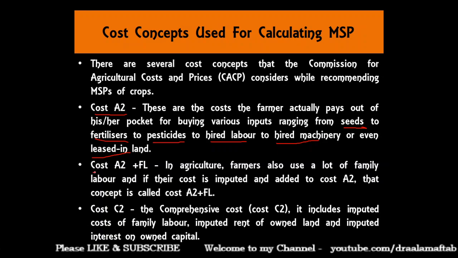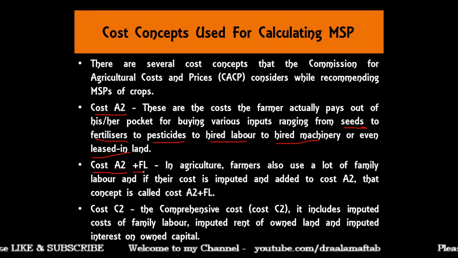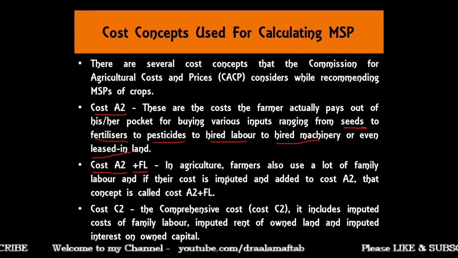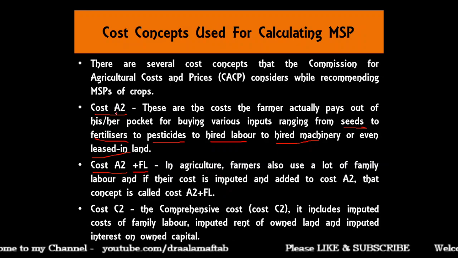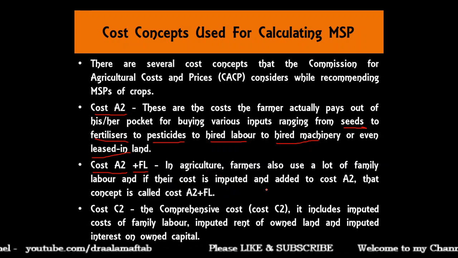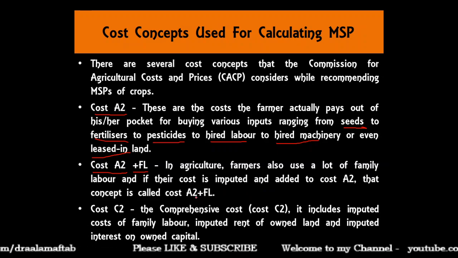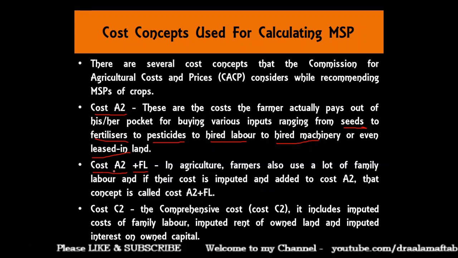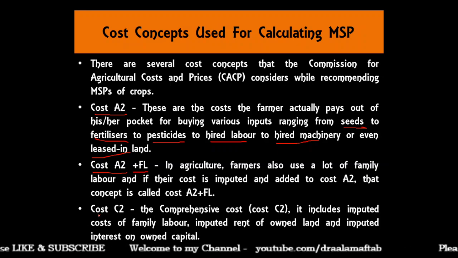The second cost concept is cost A2 plus FL, that is family labor. Besides this A2, the imputed cost of family labor is also taken into account in this cost. Then the third concept is cost C2.